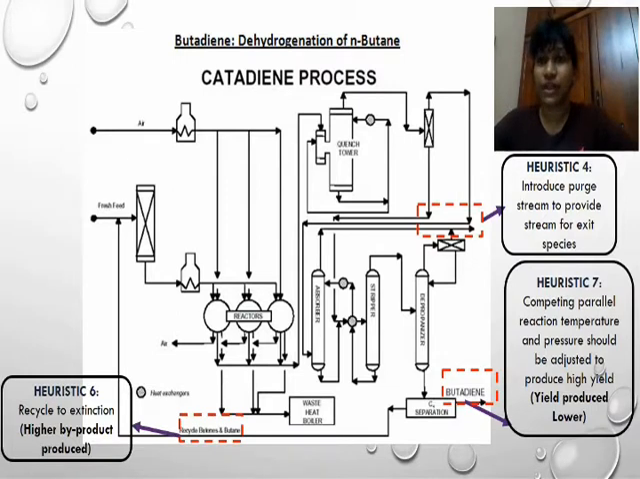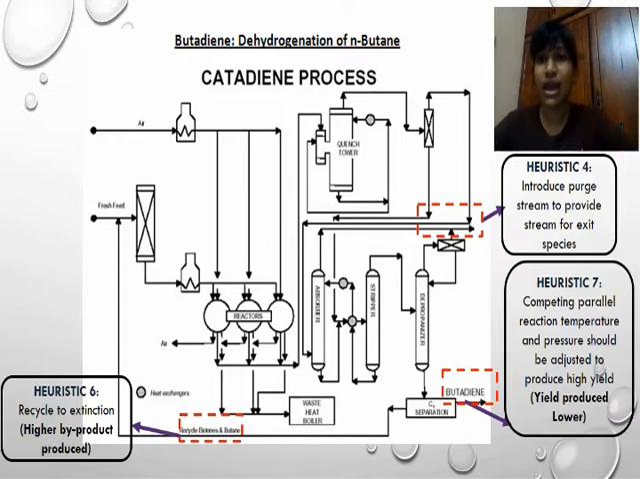The next section will be the butadiene process, which is route B. There will be three different types of heuristic that can be categorized in this route. First of all is heuristic number 4. Introduce purge stream to provide exit for species. It can be noted that the exit species from the adsorber, stripper, and the depropanizer will be expelled once the reaction has completed.